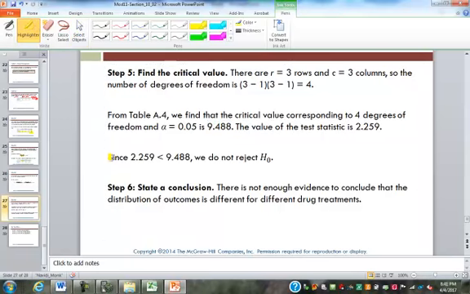So again, since our test statistic of 2.259 is not greater than the 9.488, in fact, it's less than the 9.488, we fail to reject, or we do not reject the null hypothesis. So therefore, there is not enough evidence to conclude that the distribution of outcomes is different for each treatment. So we can't conclude there's any difference.